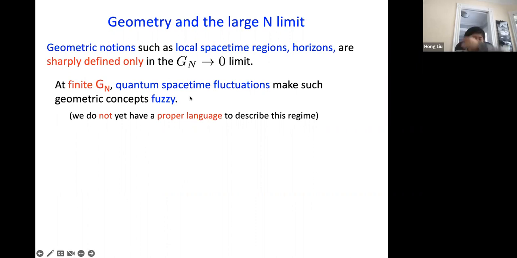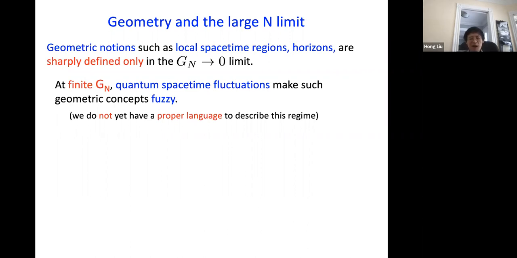Here I want to make an analogy with phase transitions in statistical physics. Phase transition is something very familiar to us, but to define a phase transition precisely, you have to take the so-called thermodynamic limit. You have to take the infinite volume limit while keeping your density fixed. Only in that limit does the non-analytic behavior associated with a phase transition arise. That's the only regime in which we can talk about phase transitions in precise mathematical language. But of course, in real life, all systems are in finite volume. So when we use phase transitions to describe experiments, we are actually using the infinite volume language to describe finite volume physics.